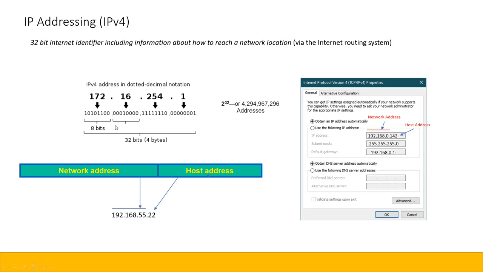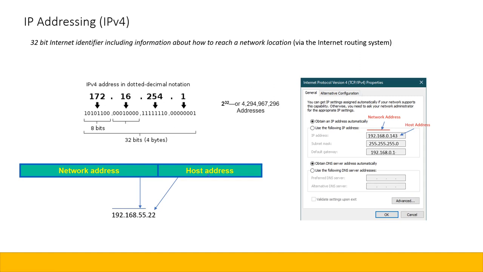So basically, an IP address has two parts. One part is the network address, and one part is the host address. Any of the octets can represent the network part, and the rest of the octets can represent the host address. For example, in this particular case, 192.168.55 is the network address, and the host address is 22. What's the meaning of a network address and the host address? We'll be looking in the subsequent slides. But basically, the network is a specific network with a specific identifier, and the host means how many hosts we can have in that particular network.